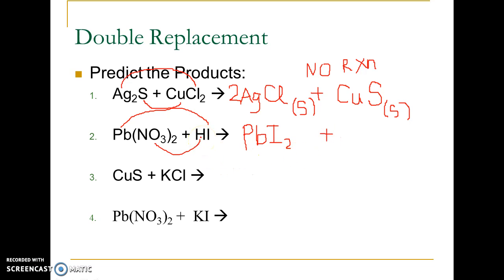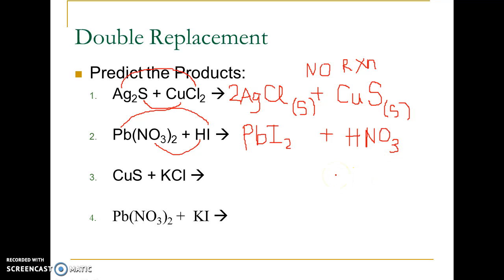And then the next product we have will be hydrogen and nitrate together. Hydrogen has a +1, nitrate has a -1. So their charges balance out to equal 0. So your chemical formula for nitric acid is HNO3.